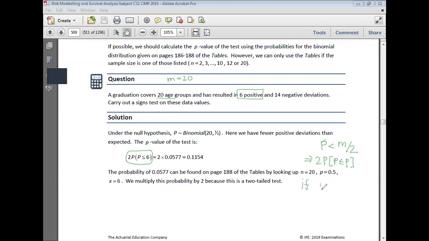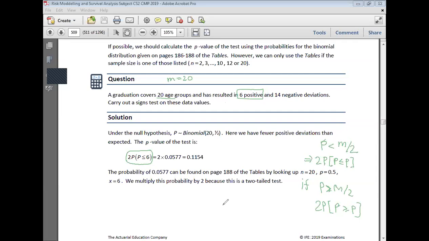And if your P is greater than M by 2, so let us say if instead of 6 positives we had 14 positives and 6 negatives, then this particular probability is not what you will look at. You will look at 2 times the probability that P will be greater than or equal to P. Because here, if you have a lesser number of positives, you don't have to concern yourself with the fact that you will observe more positives, right? What you are concerned with is whether this positive count is a very small number. Is this 6 a very small number? Are 6 positive values very few? Are these enough?